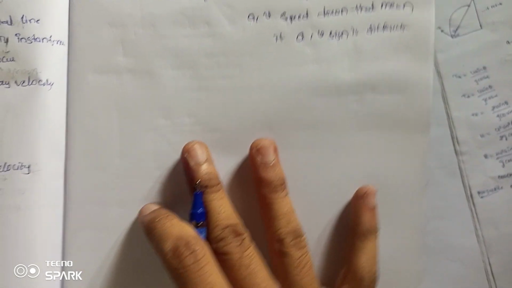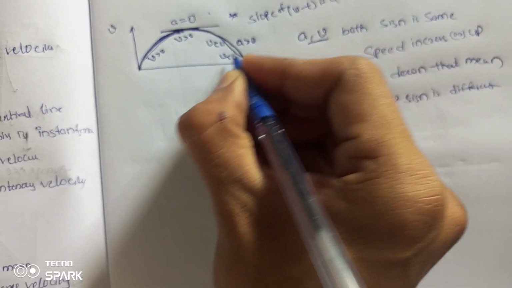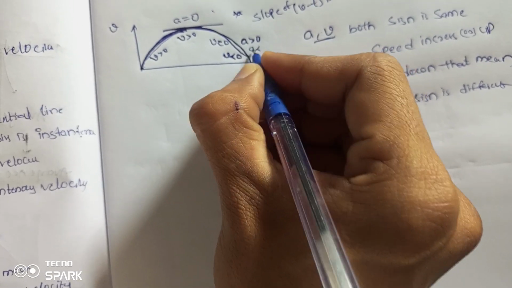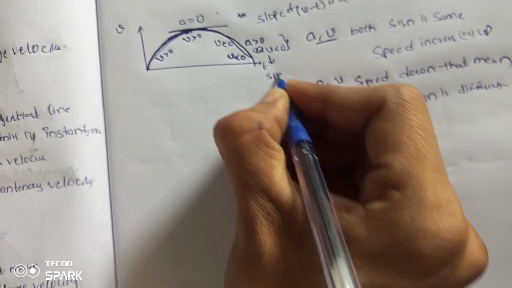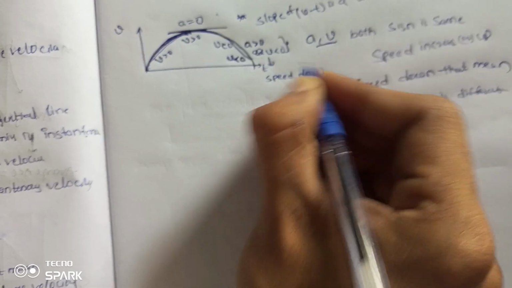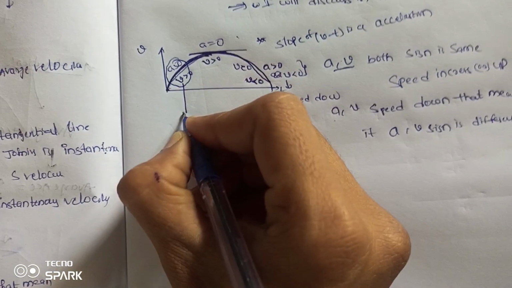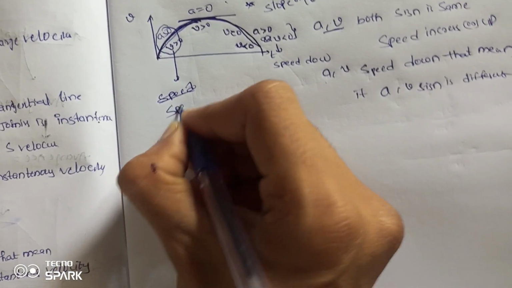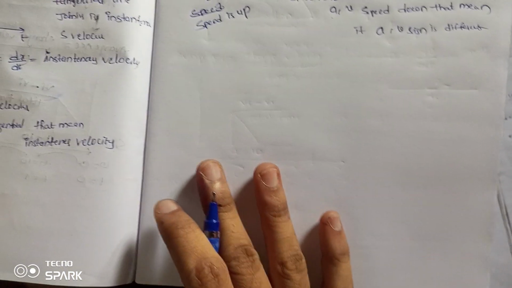Suppose, to explain, the acceleration is positive but the velocity is negative. In this case the speed is going down. When the acceleration is also positive and the velocity is positive, the speed is up.